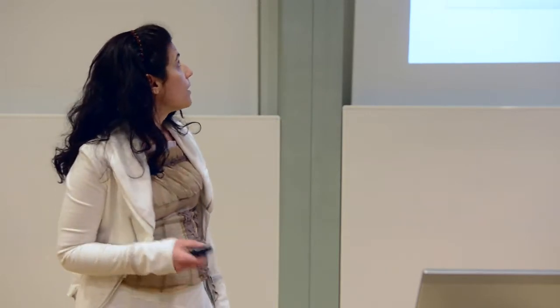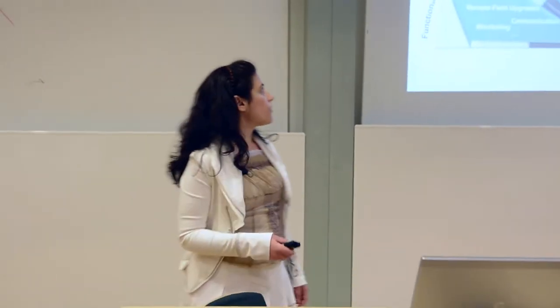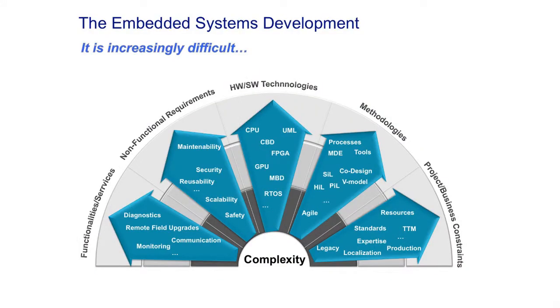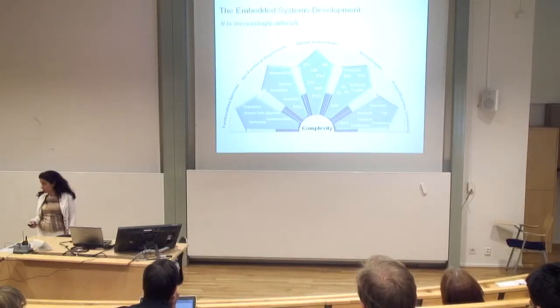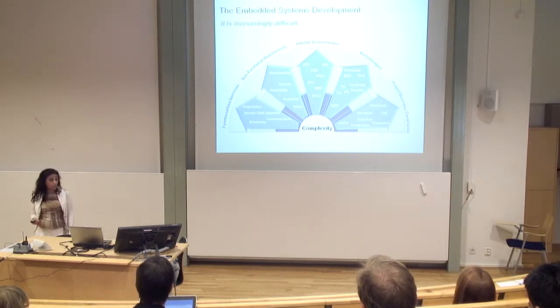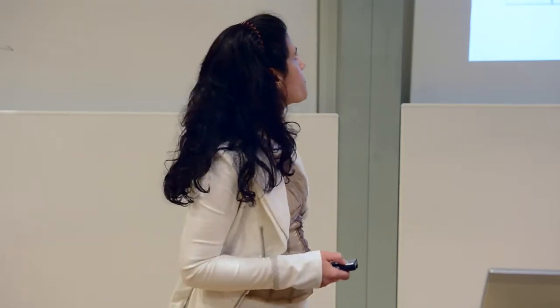So basically, this complexity is also reflected in the development of embedded systems from different perspectives. We can say from the functional and service point of view, from the non-functional requirements. We can see it from hardware and software technology, how to integrate and how to best use them in the most efficient way. We have a lot of new methodologies. They are still evolving all of the time. And of course, also from the project and business constraint perspective, this increases the complexity of developing embedded systems.